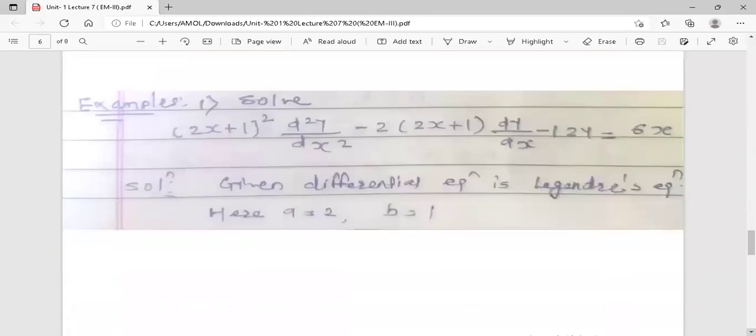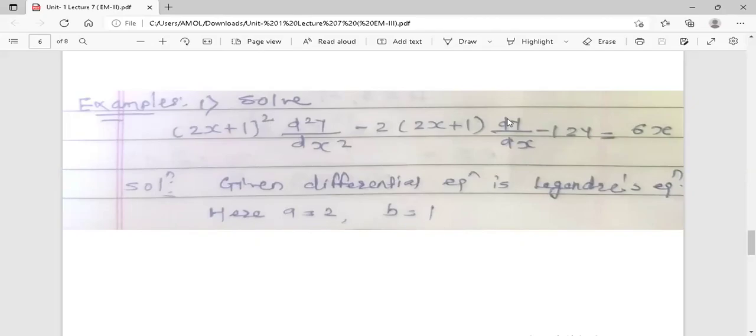Now the example here: solve (2x plus 1) whole square into d2y by dx square minus 2 into (2x plus 1) dy by dx minus 12y is equal to 6x. We want the solution for this differential equation. So check first which equation is given, whether it is LDE or Cauchy's equation or Legendre's equation. So in the first term, a second order derivative term is there. With the second order derivative term, there is a polynomial function in the form of ax plus b, and the degree of the polynomial function is 2, which is equal to the order of the derivative present in the same term. And the constant coefficient is 1 here.